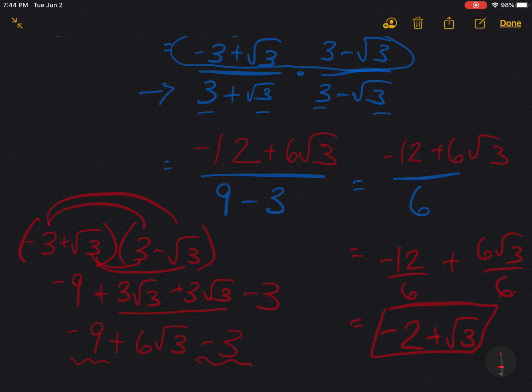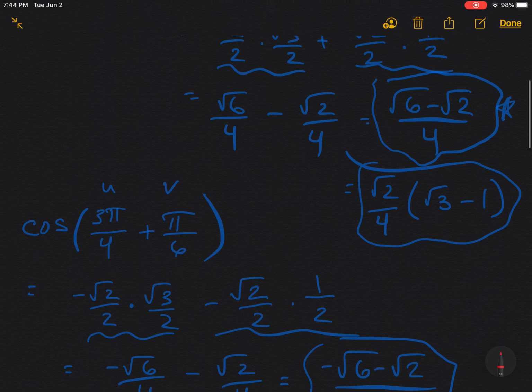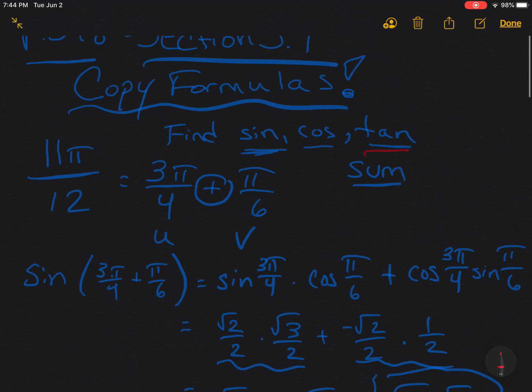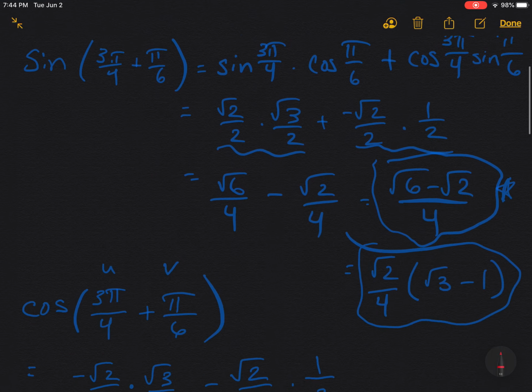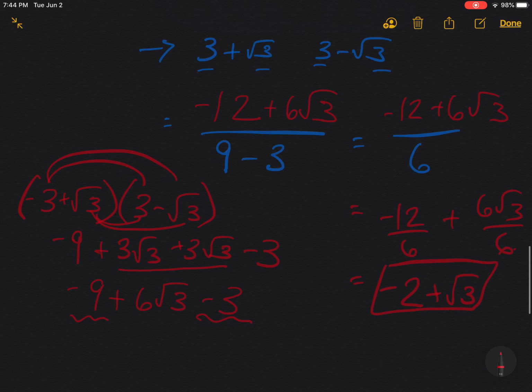Okay? And again, put that in the calculator and see if that answer matches the answer I told you to find in the beginning, right here, the tan of 11 pi over 12. It should match because that's what these formulas help us to do. It's basically helping us to solve this without a calculator, but use a calculator to check, obviously.